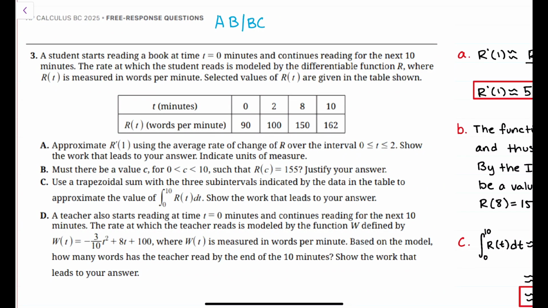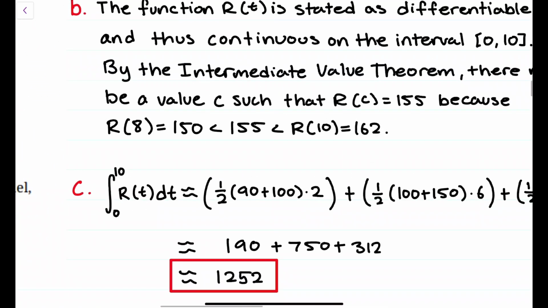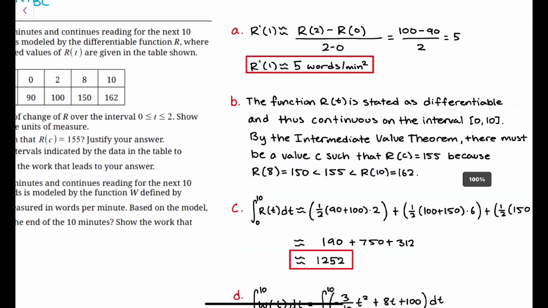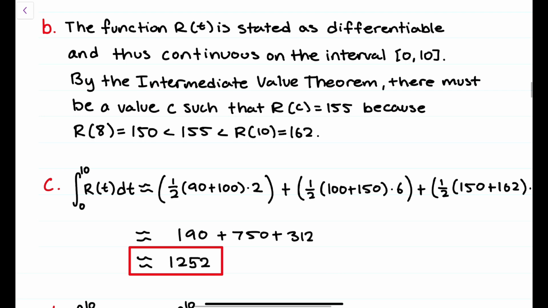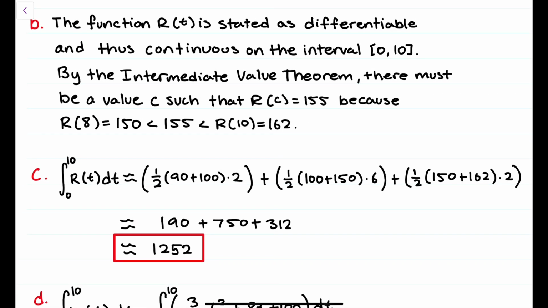So for part C, we just use the trapezoidal sum using 3 subintervals to approximate the integral from 0 to 10 of r of t dt. So we use the trapezoid formula 1/2 (a plus b) times height for the 3 subintervals. Okay, and then you can simplify it, but you can leave the top part how it is. But I simplified it down to 1252.